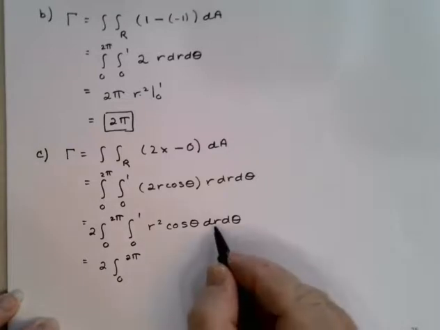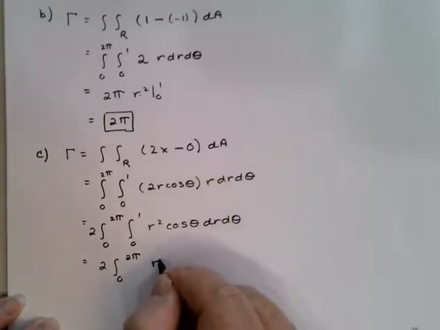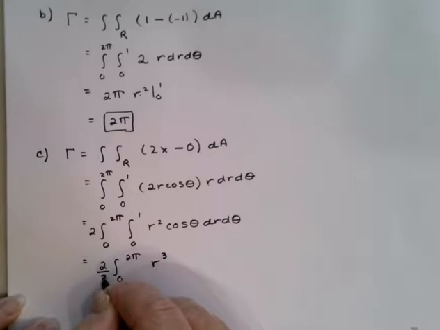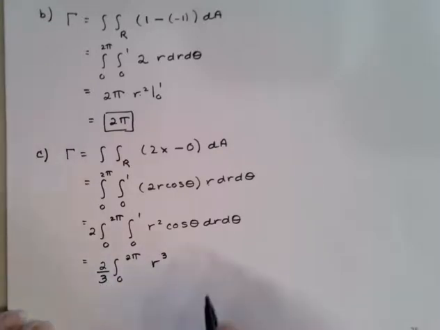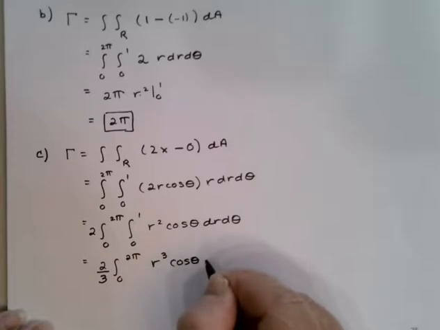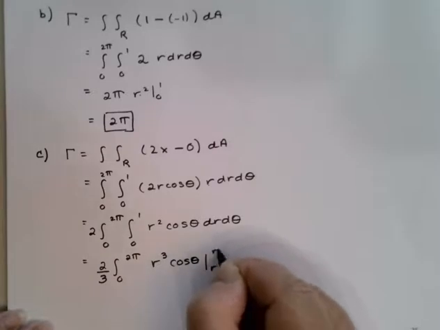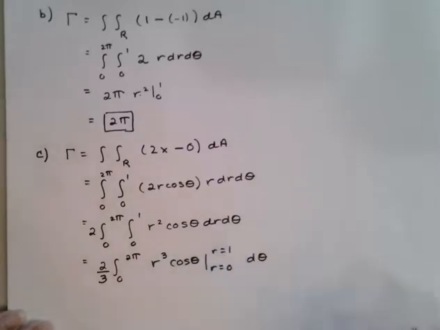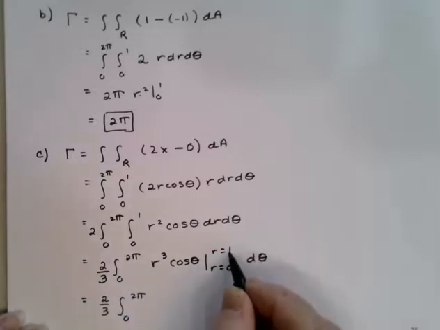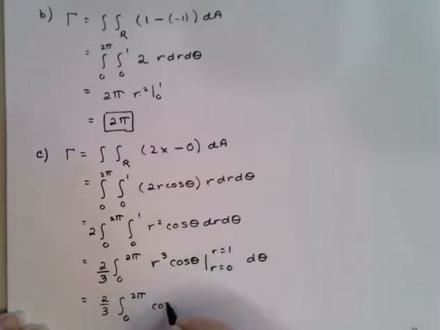Integrating the r squared with respect to r is going to give me 1/3 r cubed. I'm going to actually put the 1/3 out here. Cos theta, going from r equals 0 to r equals 1. And let's see, that would be 1 cubed, or just 1 cosine theta, minus 0 cosine theta. And you can do that one either by hand or on the calculator. Either way, you're going to come up with 0.